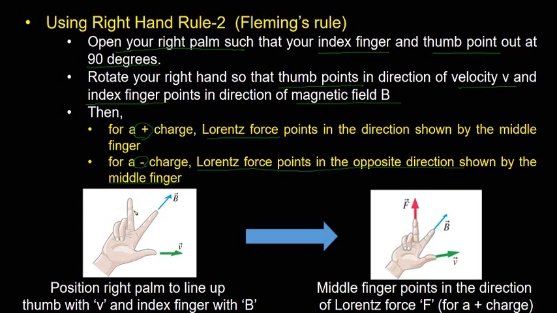That means for a positive charge the Lorentz force will point up like this. This is the Lorentz force. And for a negative charge, which I want to show by blue color or maybe black color, the direction of the Lorentz force will be opposite to that of the middle finger. This is the direction of the Lorentz force on the negative charge.